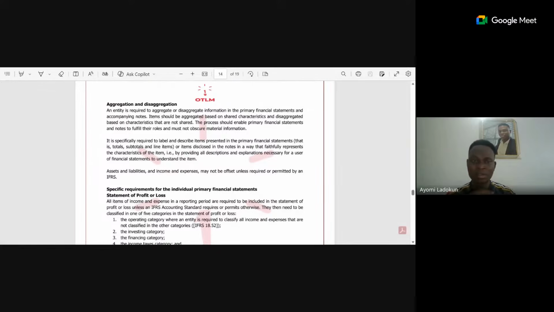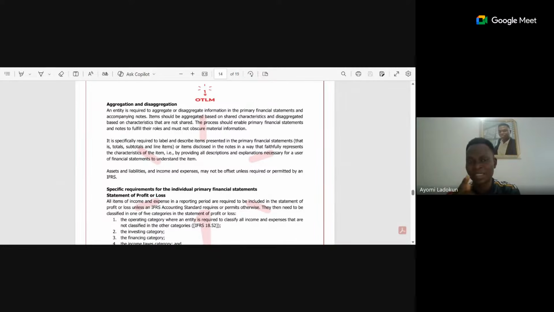Now, IFRS 18 also talks about aggregation and disaggregation. Ideally, when you talk about aggregation, you're aggregating similar items together and presenting them as a line item. So now, IFRS 18 is saying that an entity is required to aggregate or disaggregate information in the primary financial statements. Remember all those financial statements that we highlighted earlier, they are the primary financial statements.